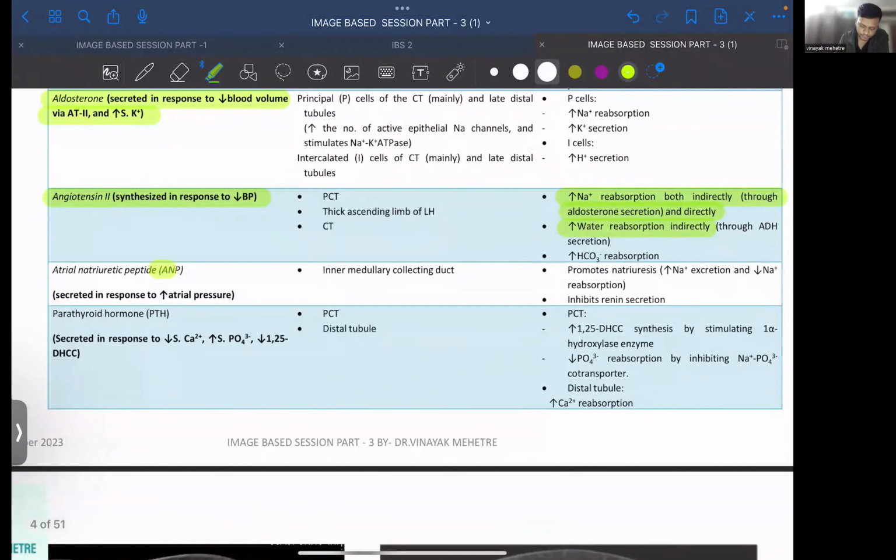ANP will increase your atrial pressure. PTH: many people may not know that PTH acts on the kidney as well. It decreases serum calcium, increases phosphorus, and decreases 1,25 DHCC. Okay, this was all about your physiology.